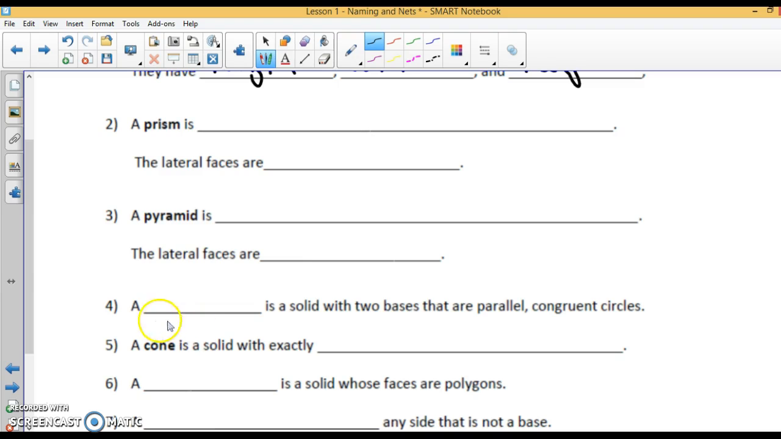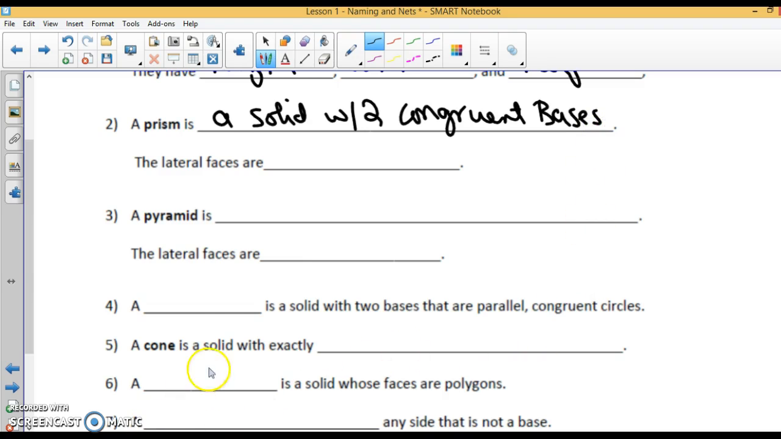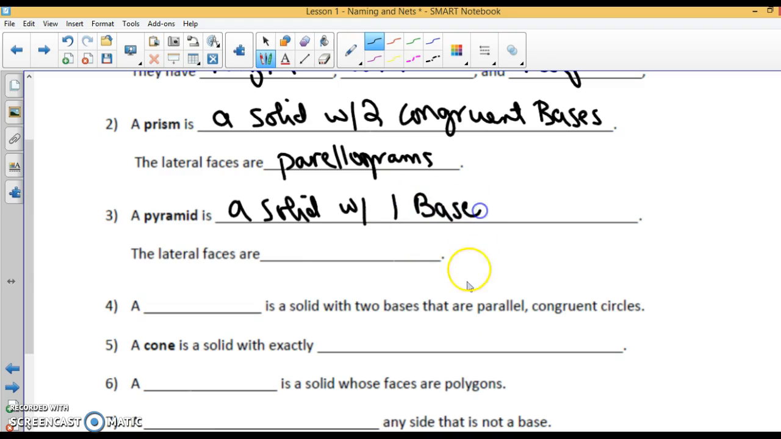Okay? A prism is a solid with two congruent bases. The lateral faces are parallelograms. And again, I'm going to be showing these in class. A pyramid is a solid with one base. And the lateral faces are triangles.